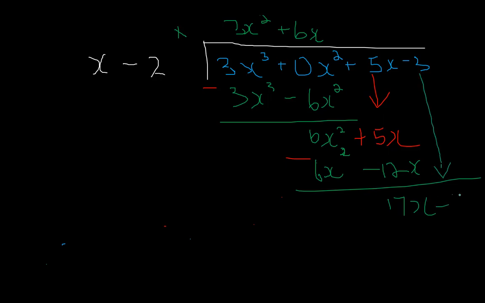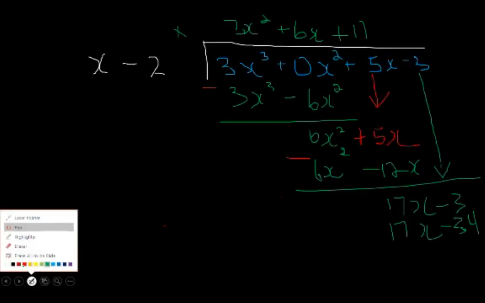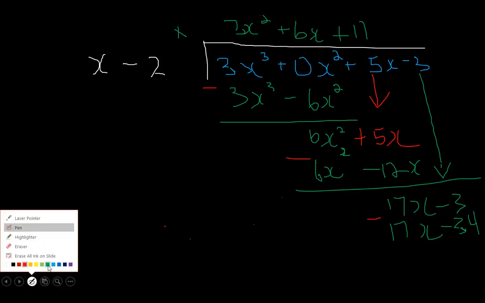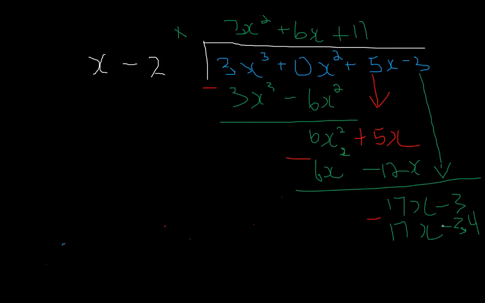So just continue in green, right? X into 17x, that's plus 17. 17 times x, that's 17x. 17 times minus 2, that's minus 34. Remember, we're subtracting them. We're always subtracting them. 17x minus 17x, that's going to give me 0. And minus 3 minus minus 34, so I can also say minus 3 plus 34 is 51.